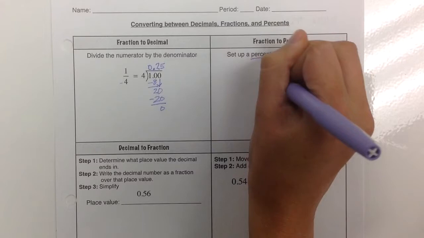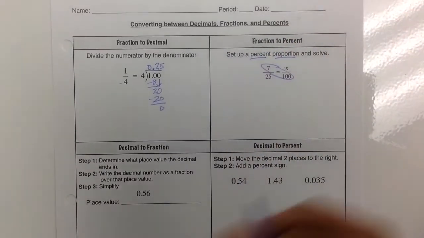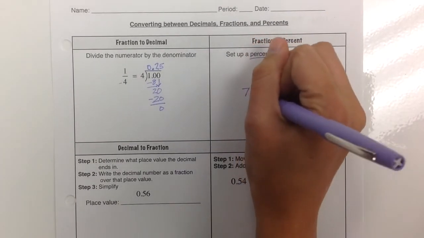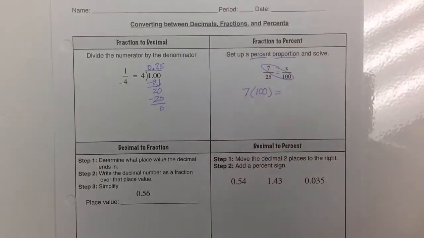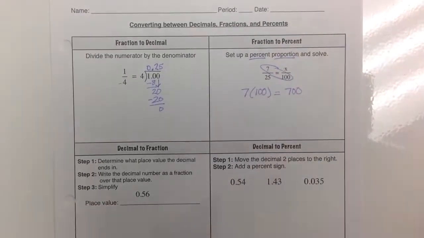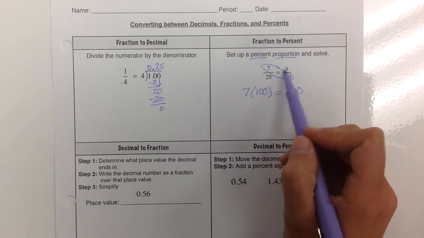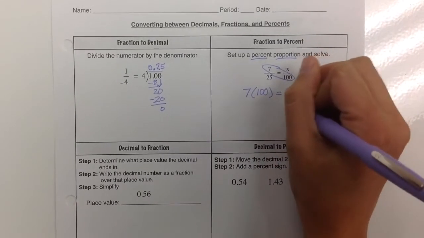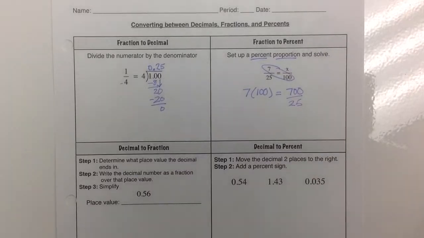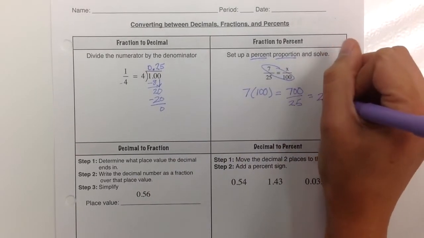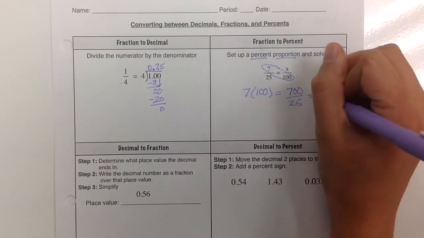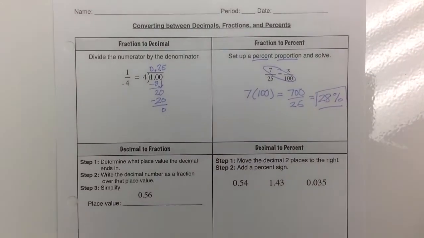The two numbers that are diagonal from each other are 7 and 100. So 7 times 100 equals 700. And then we divide by the number opposite the variable, or the same diagonal as the variable, divide by 25, and you should get an answer of 28. And we're talking about percent, so I'm going to put a percent sign there.